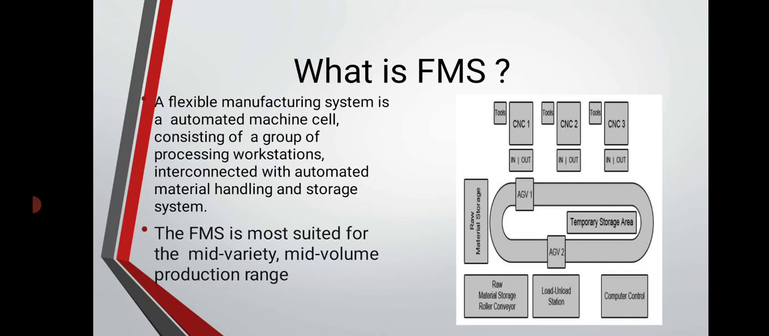You can see in this diagram three machining centers, that is CNC1, CNC2, CNC3. First of all, raw material storage is there. This is the storage of raw material, which then moves to the workstation with the help of AGV 1 and AGV 2. AGV means automatic guided vehicles, the transporting vehicles. They are used for transporting the material from storage to the work center.